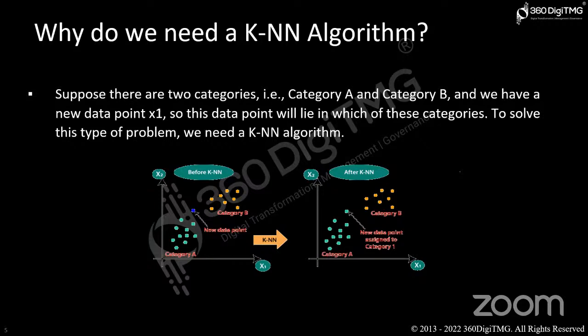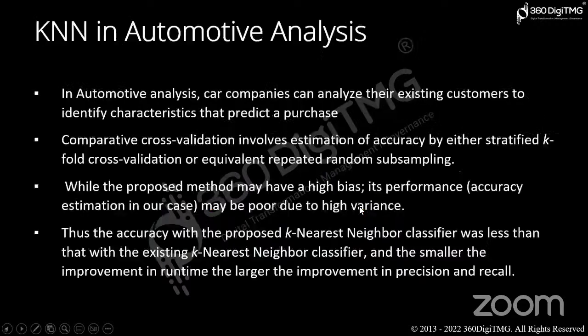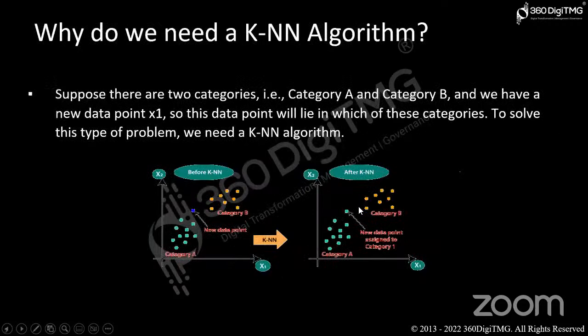So after applying KNN, what can we do? First, we choose the number of neighbors. Now this is the data point. If you choose the number of neighbors and the Euclidean distance, the data point is assigned to the category because the maximum neighbors are on the left side and the Euclidean distance is also less. So the new data point belongs to category A. In this way, KNN will work. It is very simple.